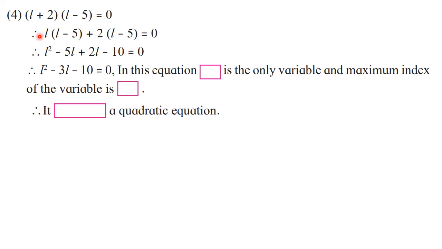But here how it is done: the first term from the first bracket, second bracket as it is, then the second term along with its sign and the second bracket as it is. So L into L is L square, minus 5 into L is minus 5L, plus 2 into L is plus 2L, and plus 2 into minus 5 is minus 10, and is equal to 0 as it is.